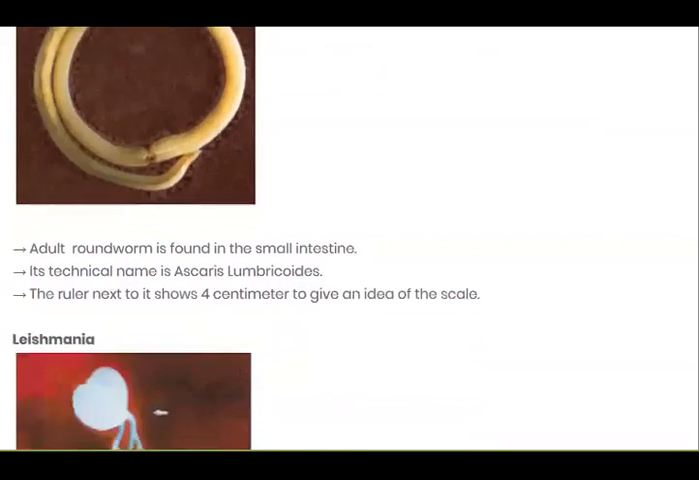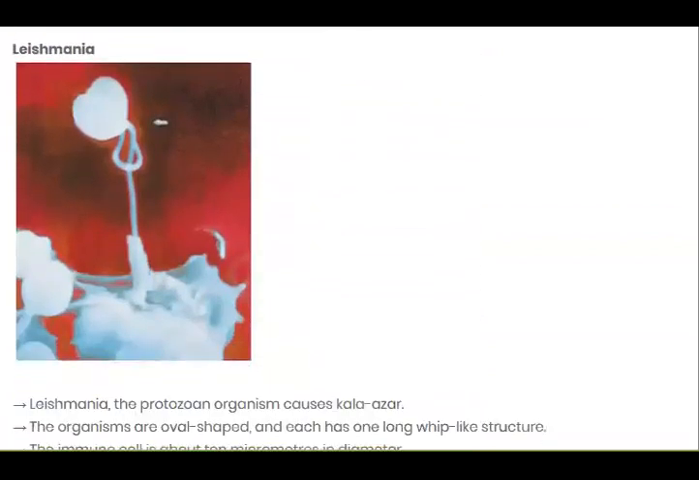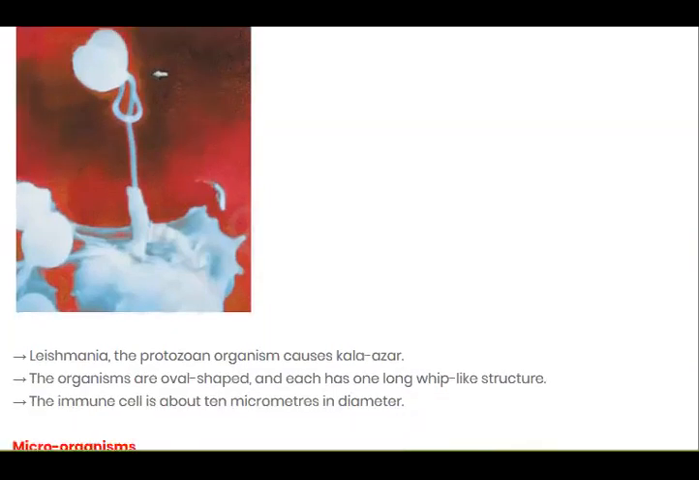Next, we go over to the next organism, that is Leishmania, which is also a protozoa that causes Kala Azar. It is a type of disease. Kala Azar is a disease, and this organism causing it is Leishmania. The organisms are oval shaped and each has got one long whip-like structure.